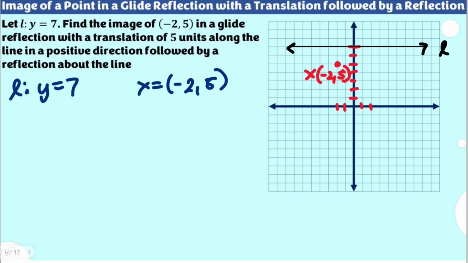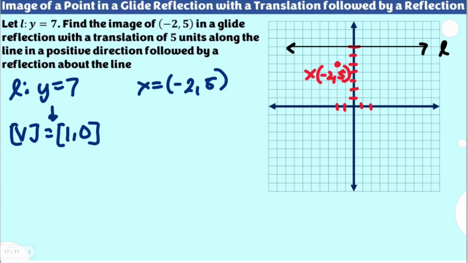on our given line L here. By the way, what would be our vector of translation? Take note that our vector of translation is parallel or proportional with the direction vector of our line. Our line L is y equals 7. If you can still remember, there is a special direction vector for a horizontal and even a vertical line. This is actually 1 and 0.